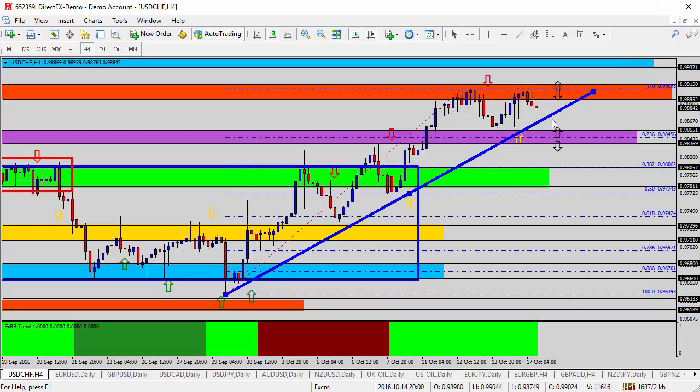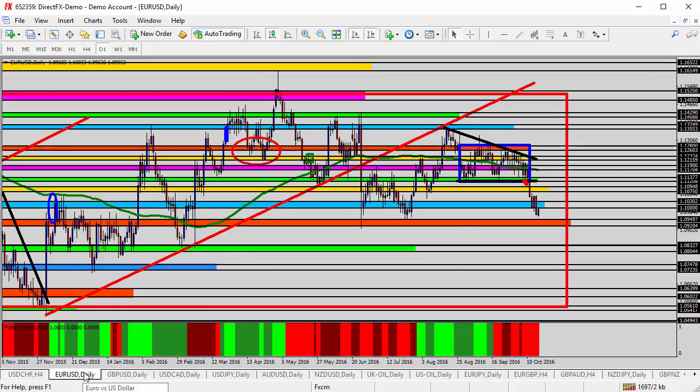So buying towards the trend line, buying towards the purple zone, maybe something that we look for as we go through our week on the dollar franc. Moving on to the EUR-USD, the euro versus the U.S. dollar. Just the opposite here. We're at the bottom of a run back down.